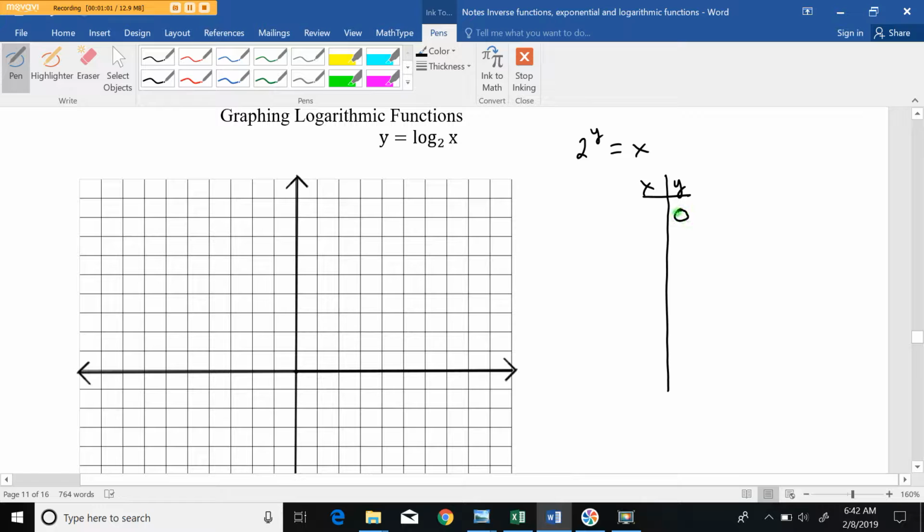Let's start at y equals 0. So if we put 0 here, 2 to the 0 is 1. So this thing goes through the point 1, 0.